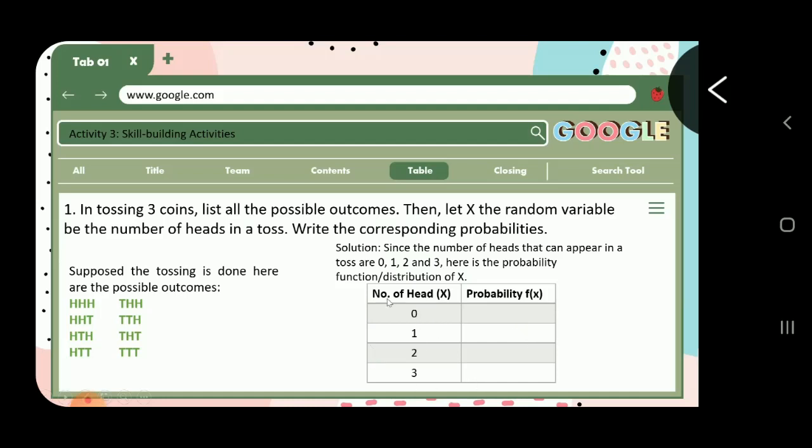Sige. Number of head kay 0. Naa ba? Number of head kay 0, meaning wala ni head nga migawas. Pila ka buok? Naa ay isa. Right? So, 1, naa tay isa no. Pero unsa man ang denominator, pila tanan possible outcomes? Naa tay 1, 2, 3, 4, 5, 6, 7, 8. So, naa tay 1 over 8. So, mao na ang probability.